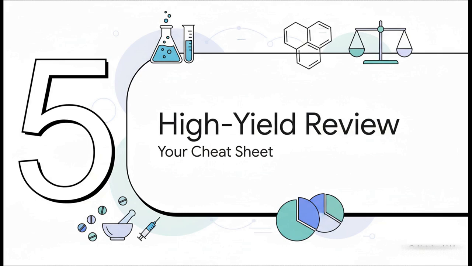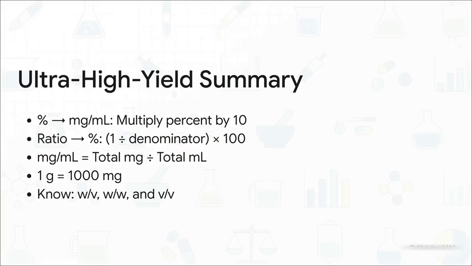All right, we have covered a ton of ground, I know. So let's boil it all down into one super powerful summary slide that you can use for your last-minute review. This is it, your cheat sheet. This one slide has every single key formula and conversion we've talked about. I'm serious. Go ahead and take a screenshot of this right now. If you can memorize these 6 points, you are going to be in fantastic shape for any concentration question the PTCB can throw at you.